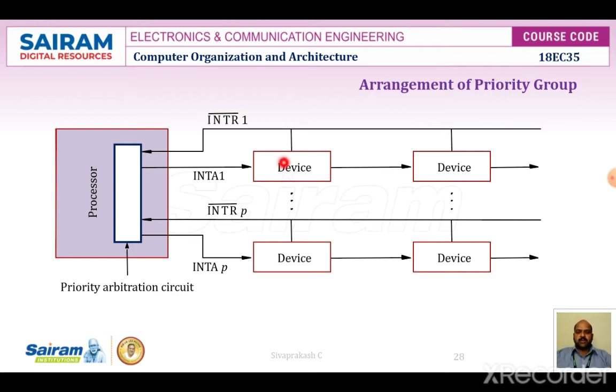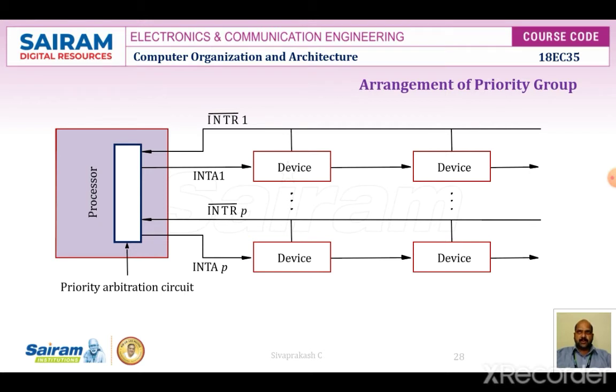So here, if you look at the devices, all the devices are going to be called INTA1 devices. Here we see multiple INTR lines present, as well as INTA. The devices are connected in such a way that each row consists of a daisy chain fashion. So a group of devices is connected, and based on the priority arbitration circuit, the priority is going to be enabled, and the processor is going to do its operation.